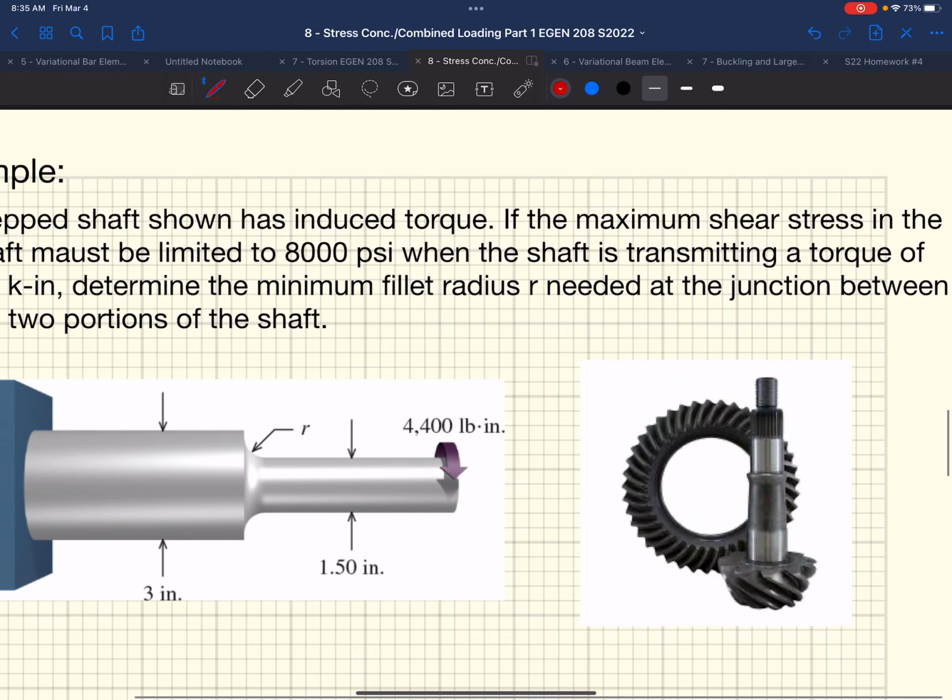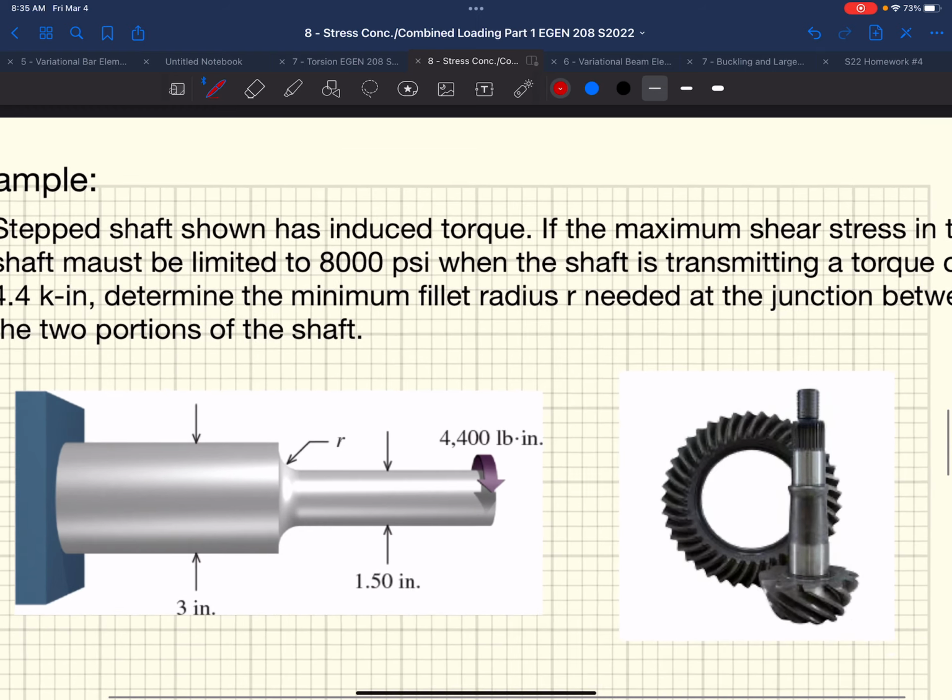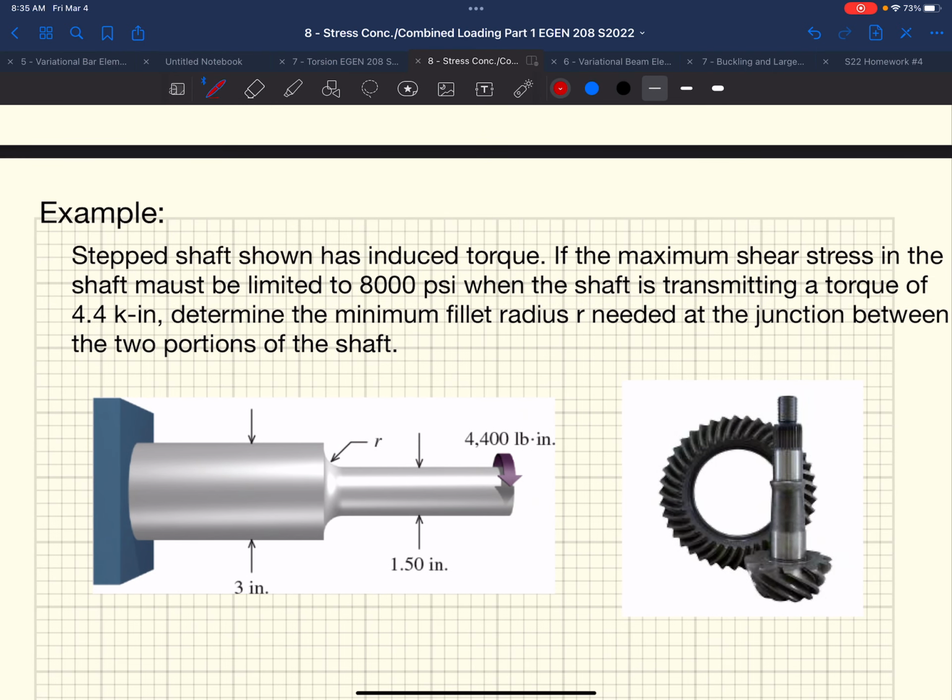And so then we run an analysis to make sure that if we have an applied torque, in this case 4,400 pound-inches, applied at the end of the shaft, the small diameter of the shaft, and we say that the shear stress in the shaft must be limited to 8,000 PSI when it transmits this torque. They want us to determine the minimum fillet radius needed at the junction between the two portions of the shaft. What's R?